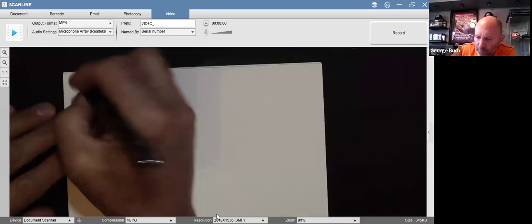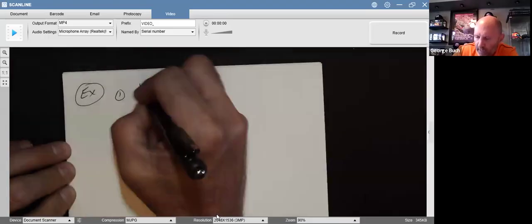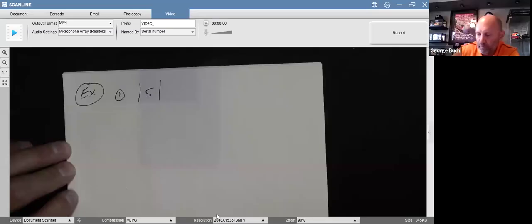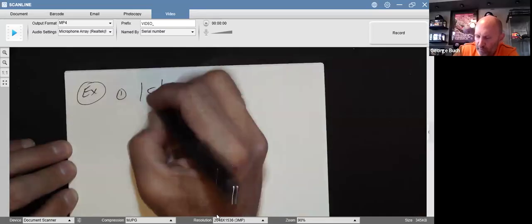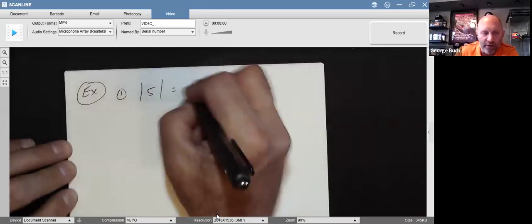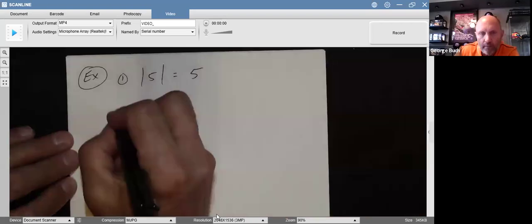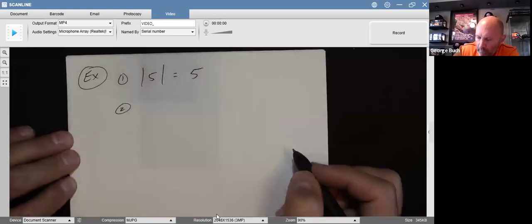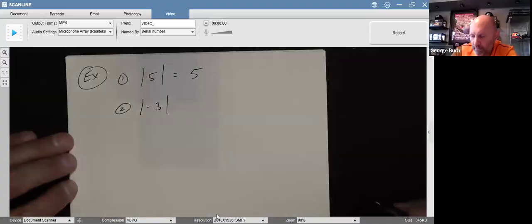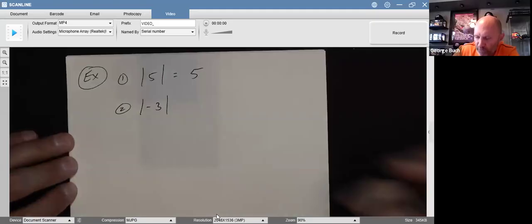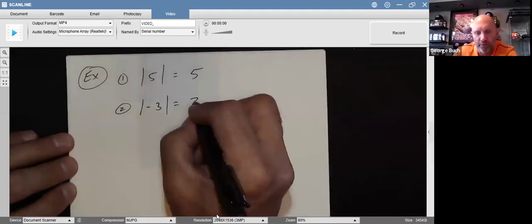And then finally, let's do our absolute value problems. So the first one, absolute value of 5. Well, remember from our property, whatever's inside just becomes positive. So it's +5, it stays +5. Number two, absolute value of -3. Well, again, whatever's inside becomes positive. So it's -3. The absolute value is +3.